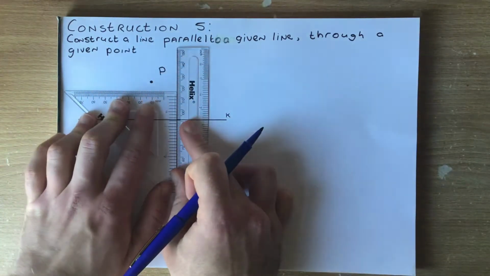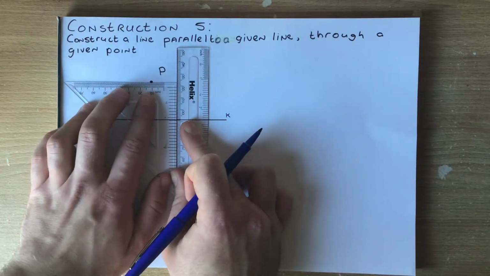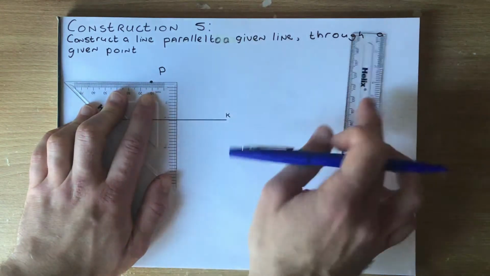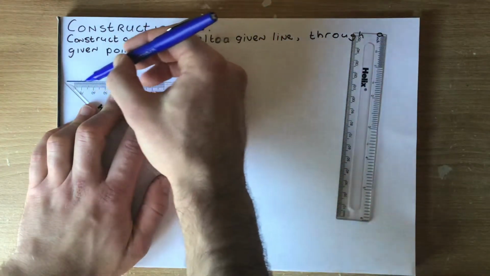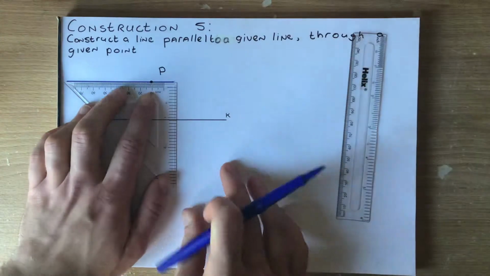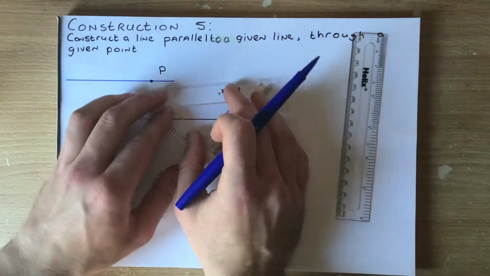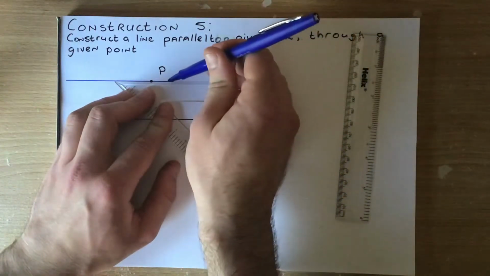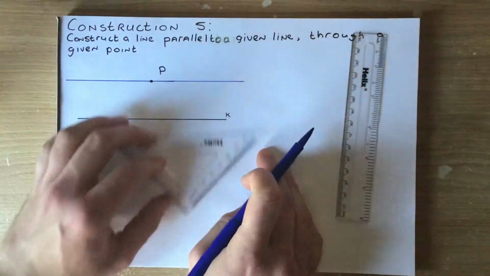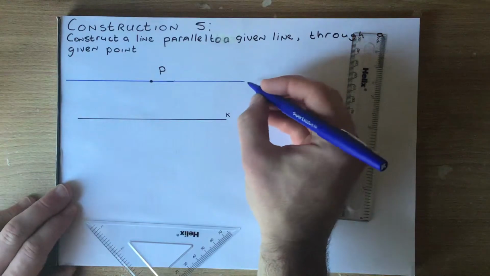So I have to slide the set square up far enough that it touches P, and then I will draw a line straight across. Now if I want, I can make this line a bit longer, and I'll be very careful to make sure that I keep it as accurate as possible. Keep it going there. And we'll say I'll label this line that I've drawn L.